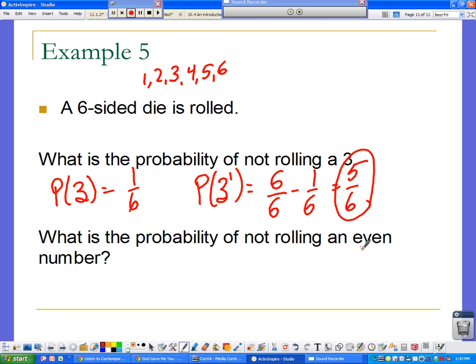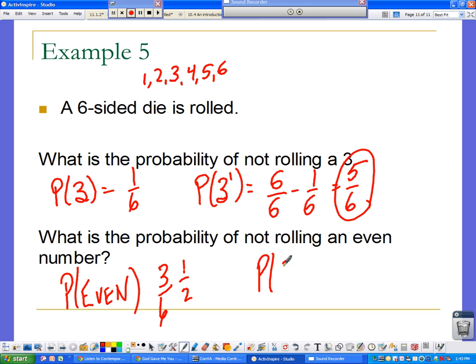Okay. So the last example, what is the probability of not rolling an even number? Well, let's count up the even numbers. What is the probability of getting an even number? Okay. So 1, 2, 3. So there were 3 out of 6 that were even. You can reduce it at that phase if you want to. So to find the even prime basically, just take 2 over 2, which is still 1, minus the 1/2 gives me 1/2 as my answer.